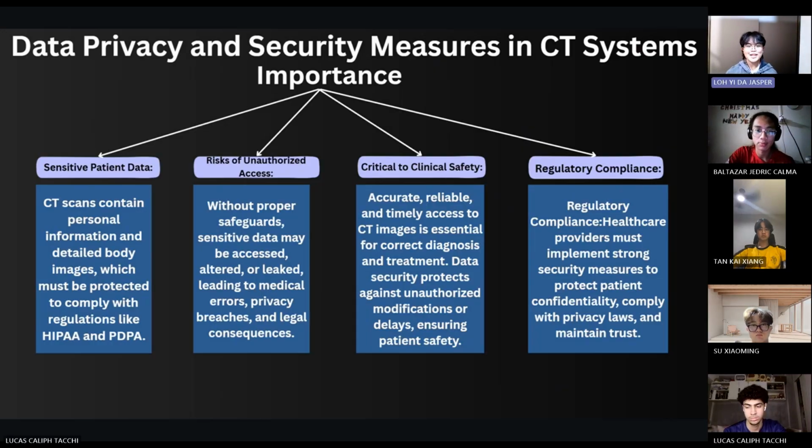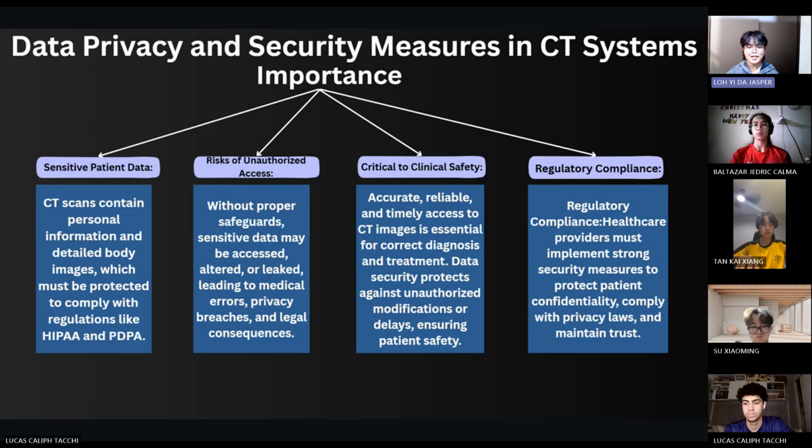So, medical imaging data contains highly sensitive patient information, including personal details and internal body images. Protecting this data is essential to maintain patient privacy, comply with healthcare regulations such as the Health Insurance Portability and Accountability Act, and ensure safe and accurate clinical care.